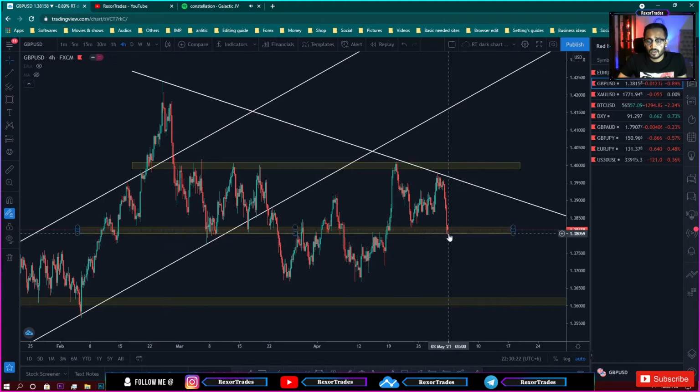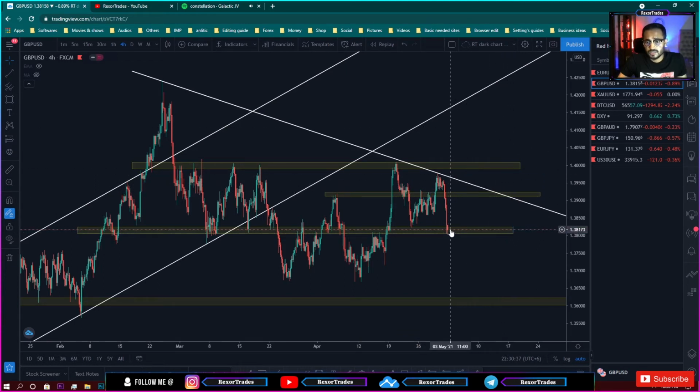We're going to wait at this zone for GBP USD to make some pullback towards this zone over here. Let me draw it for you guys. This is just some pullback that GBP USD might make. It may be even higher than that, no one knows for sure.